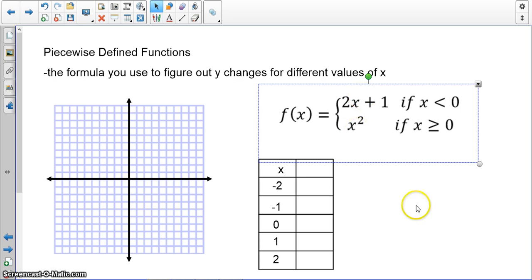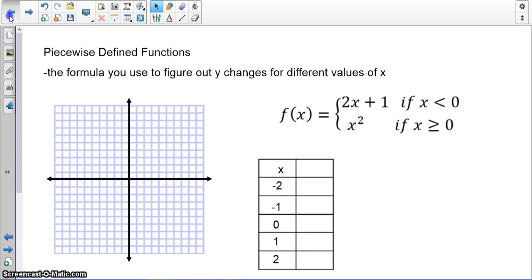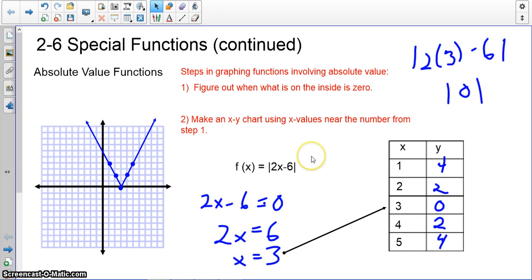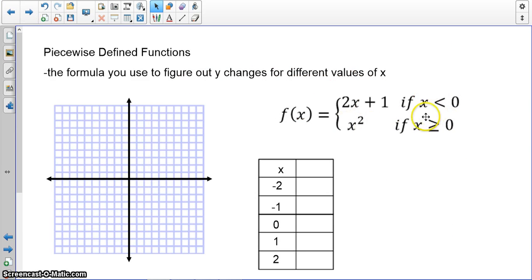So it's two different formulas for the same function, which is really weird. Back here, boom, just one formula for this function, right? We use one formula to figure out all these y values in blue. Here, we're going to use two different ones depending on which part of the domain you're in. So remember what domain is. It's the x's that you can plug in.